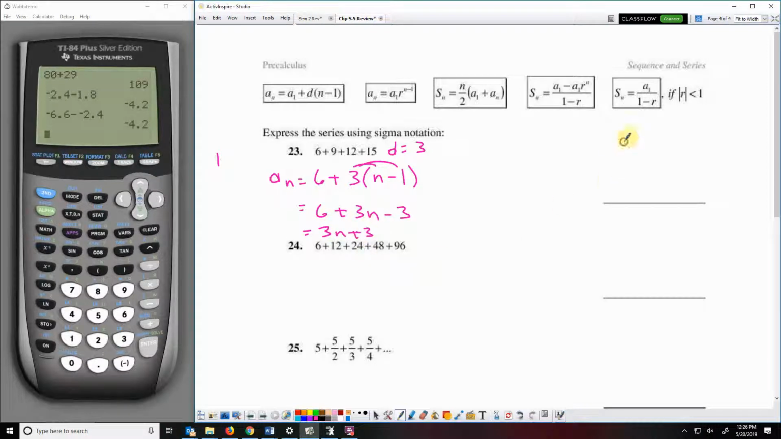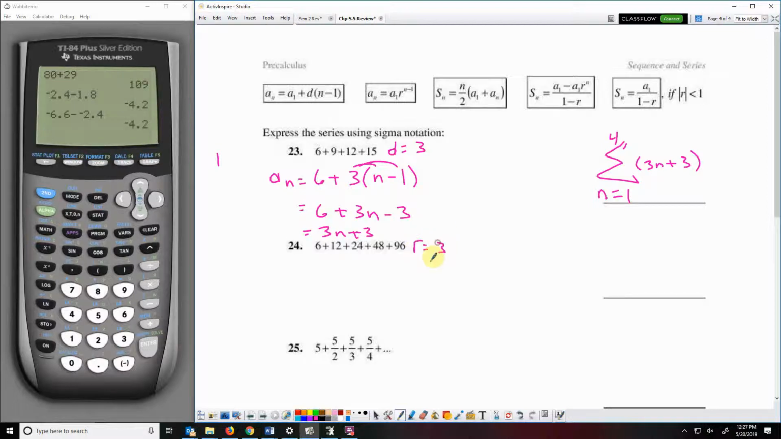Okay, so in sigma notation, it's the summation of the series 3n plus 3, starting with term number 1. So here's term 1. And then we've got terms 2, 3, and 4. So ending with term number 4.